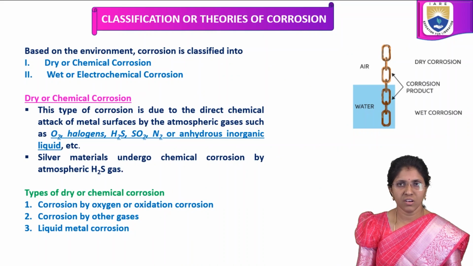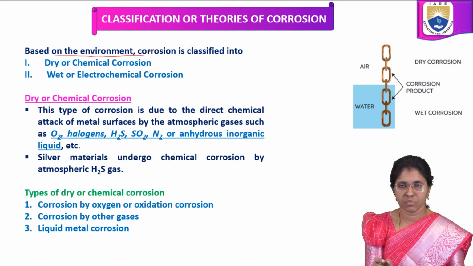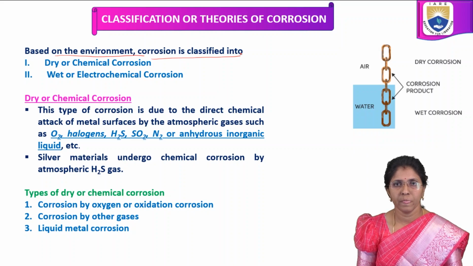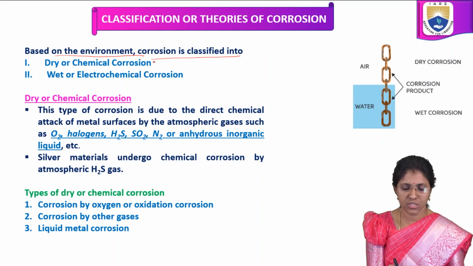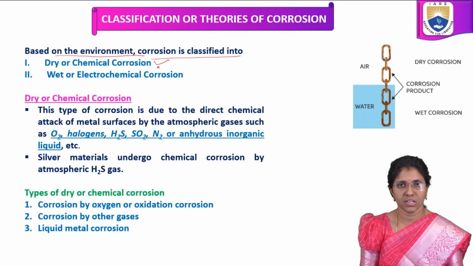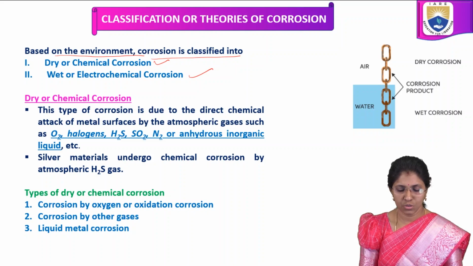Now, classification or theories of corrosion. Based on the environment, corrosion is classified into two types. The first one is dry or chemical corrosion. The second one is wet or electrochemical corrosion.